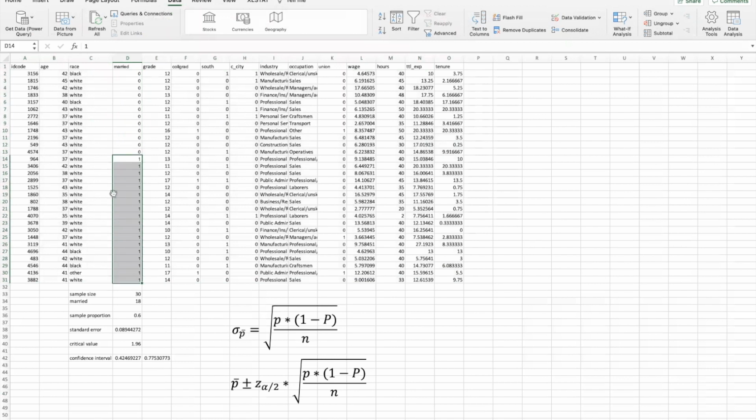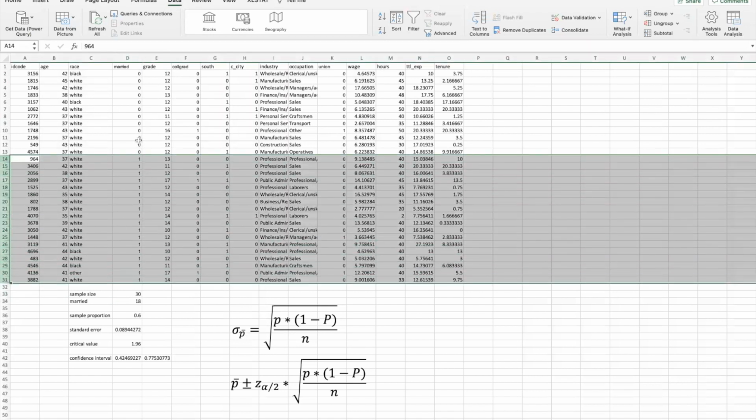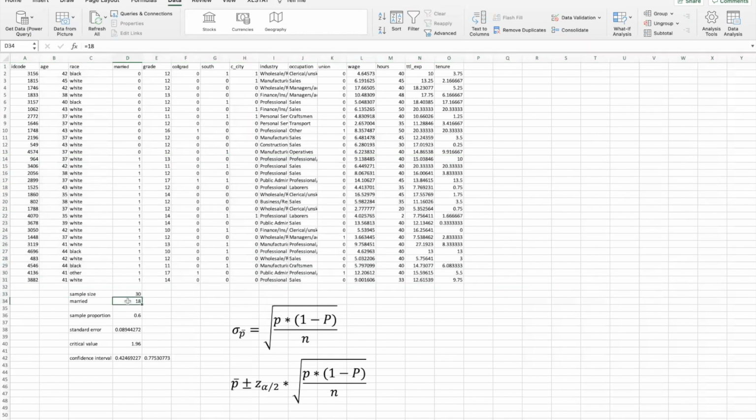So in this example, the sample size equals 30, because we have 30 observations. And then you can also compute how many people are married, from this observation to the end. Those are the people who are married, and then you can count it. It will just equal 18 people. So here we have 18 people who are married.